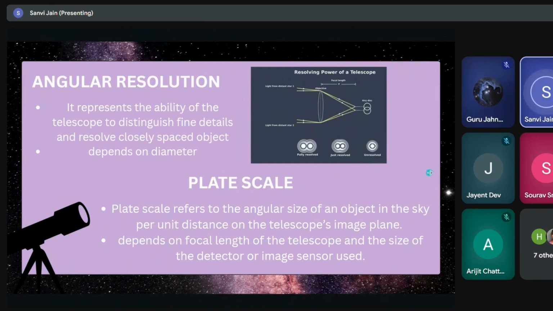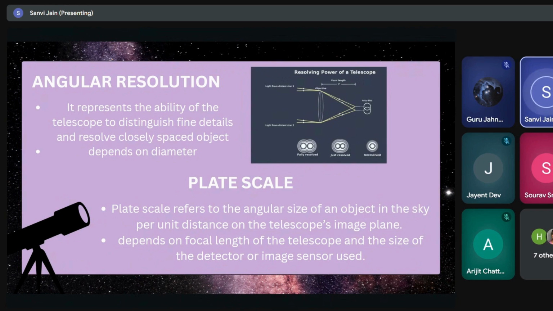Now let's study the different effects and the parameters that affect image quality. The first is plate scale. The angular size of the object divided by the unit distance on the detector gives us the plate scale. A small plate scale implies a longer focal length, which is used for higher magnification. This is used for planetary observation. A larger plate scale, on the other hand, involves a shorter focal length and is used for a wider field of view, for example in deep sky imaging and for viewing galaxies.